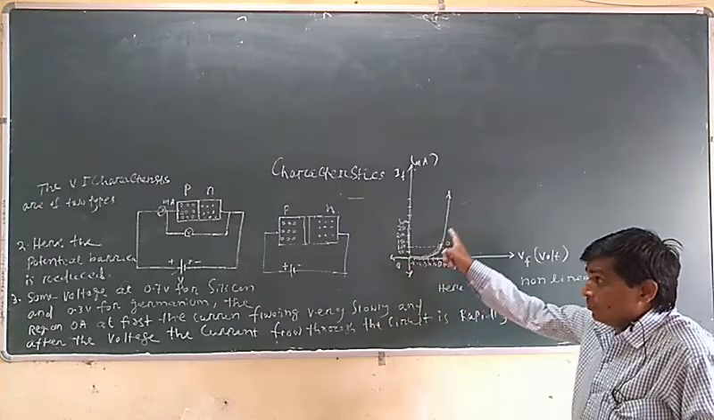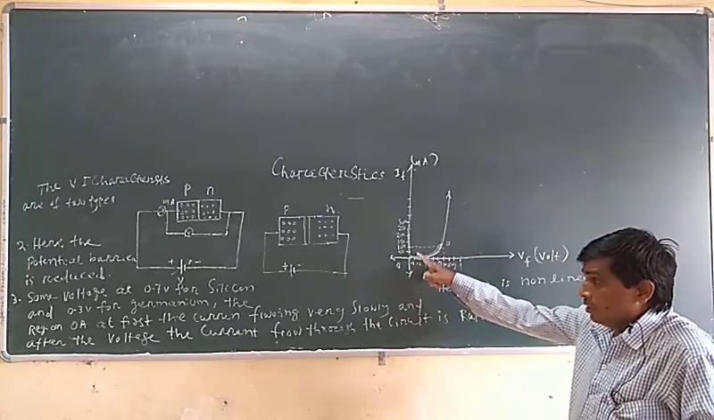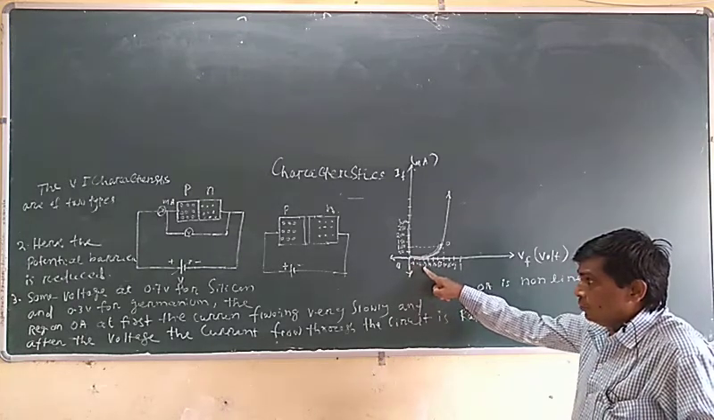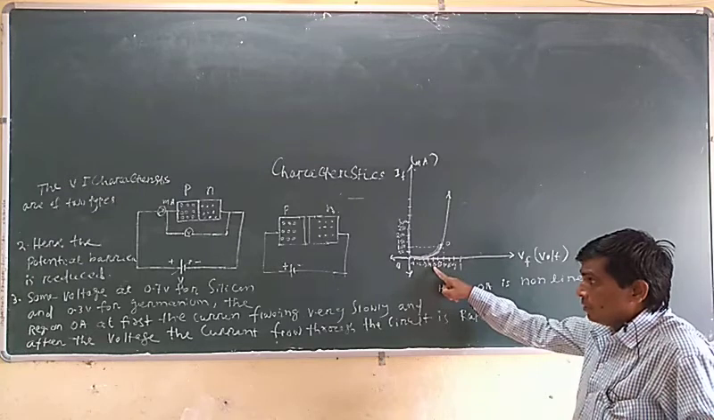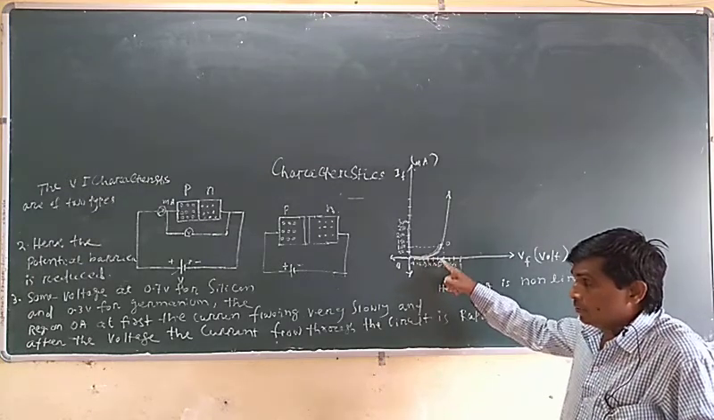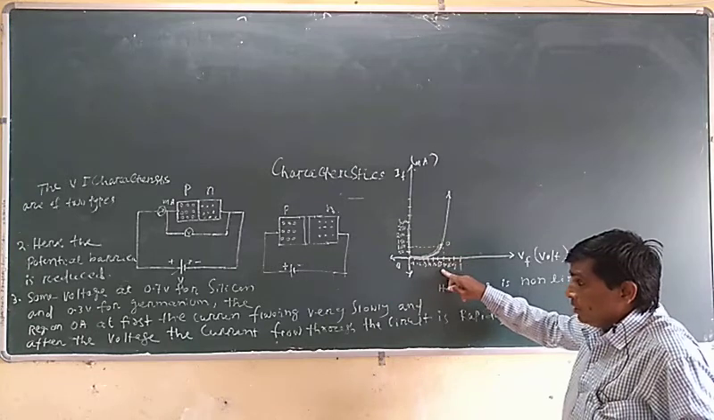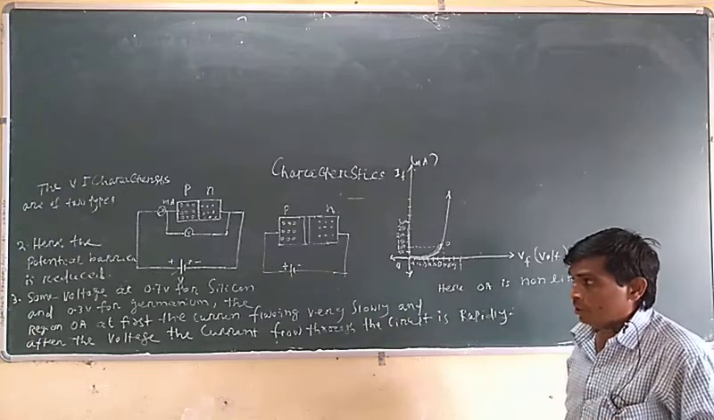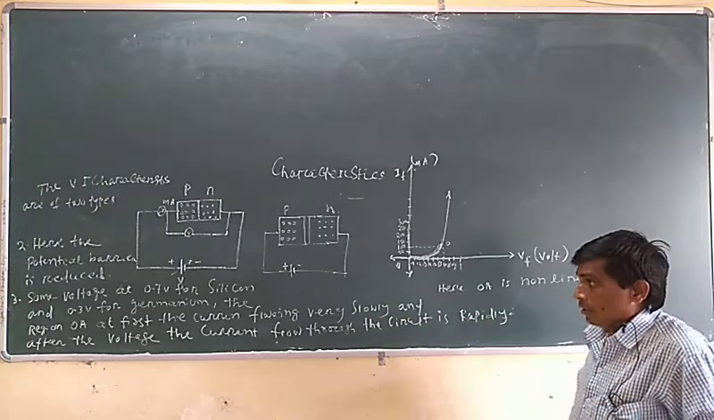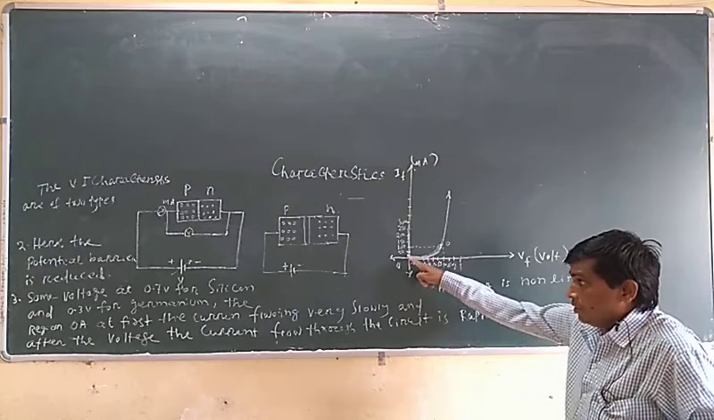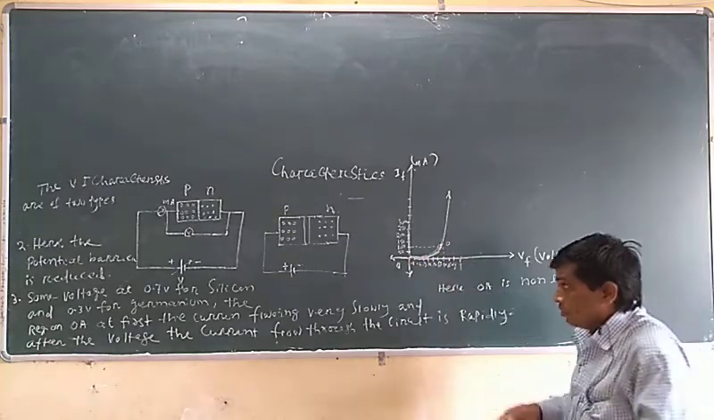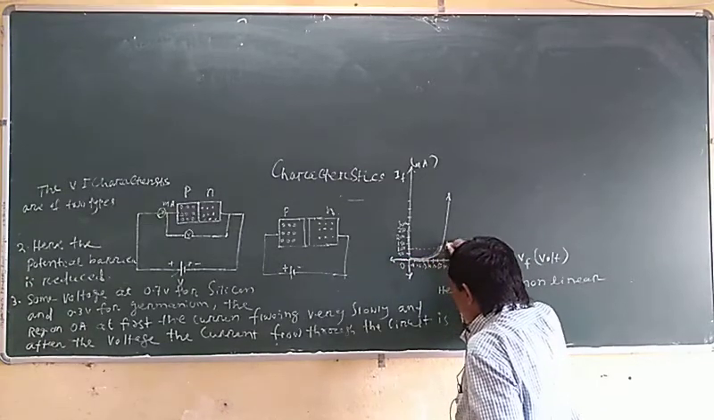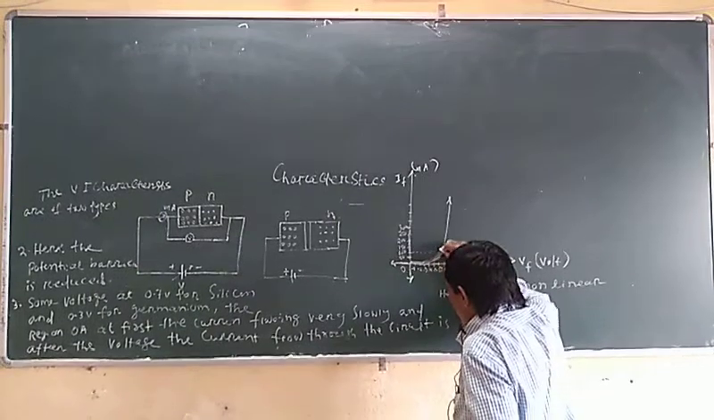So this curve is a forward biased curve. We first apply 0.1 volt, 0.2 volt, 0.3 volt, 0.4 volt, 0.5 volt, 0.6 and then 0.7. So this 0.7 is the barrier potential of silicon and 0.3 volt in case of germanium. The first region OA, this region is a curve.